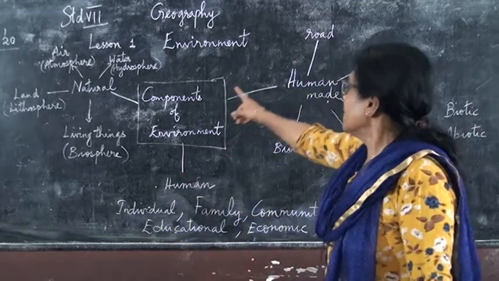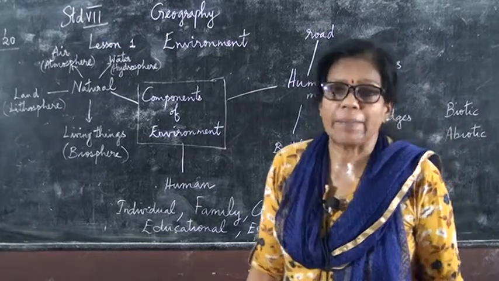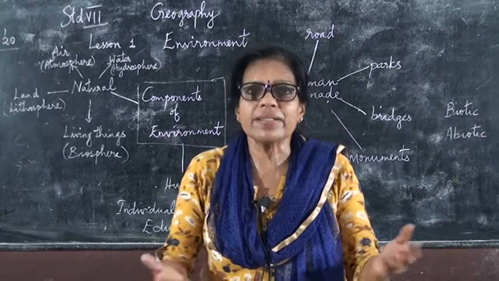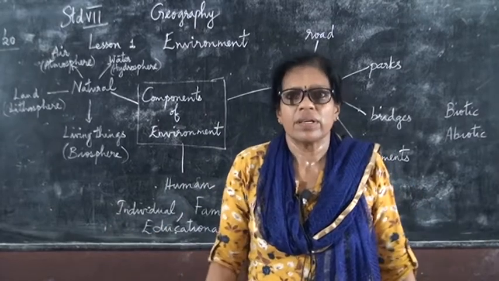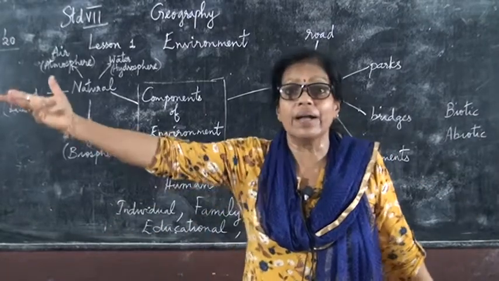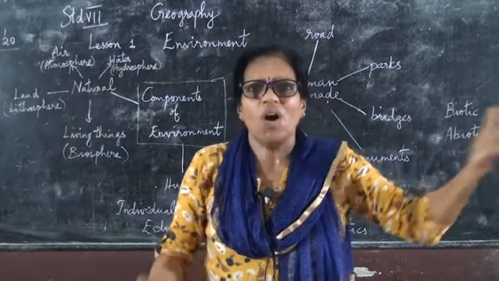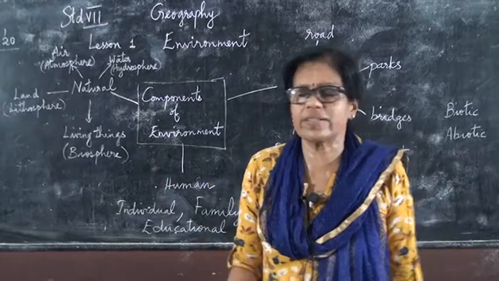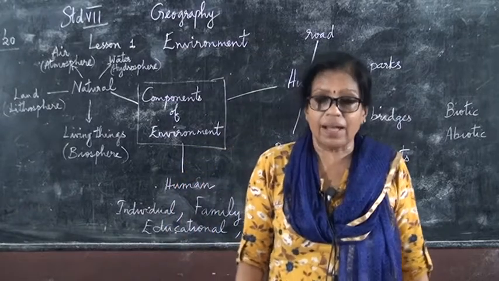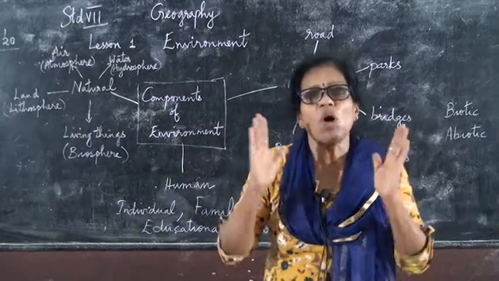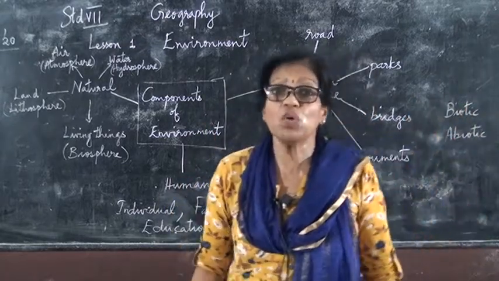Now the lesson is environment. You know what is environment? Environment means the surroundings, what all we have around us. Around us we have buildings, trees, houses, or whatever you have in your surroundings, that's called what? Environment. Among these, some objects are created by nature, some are created by human beings.